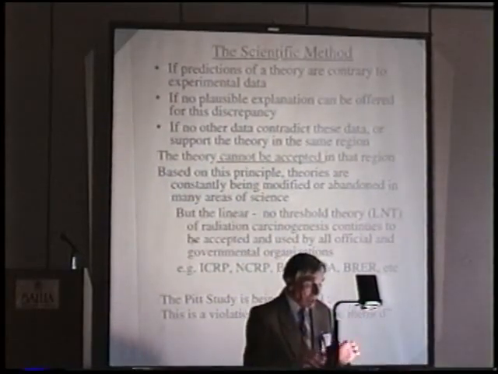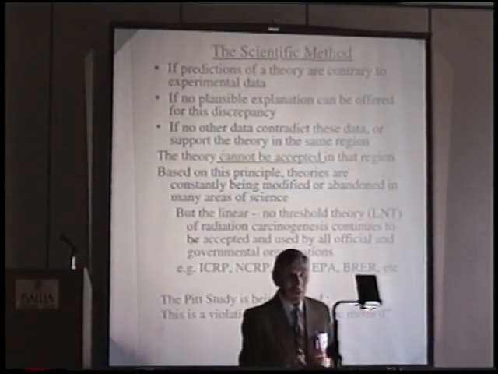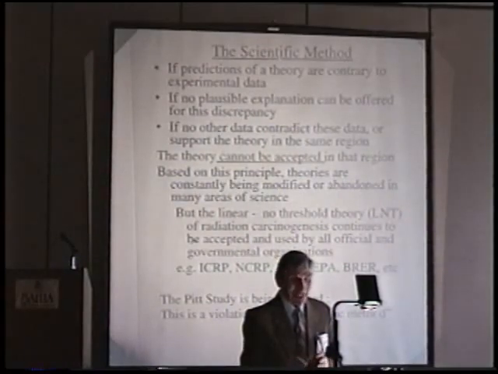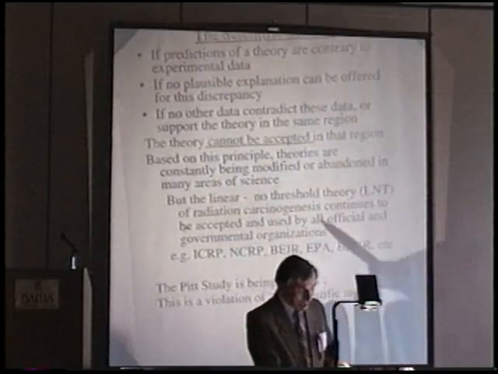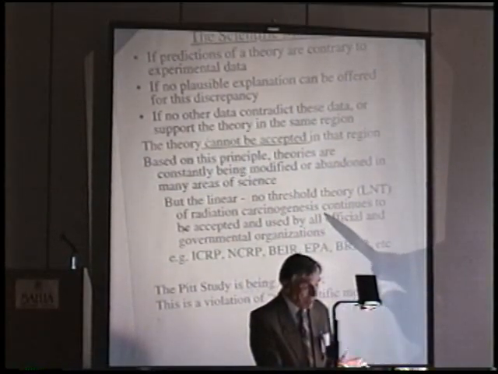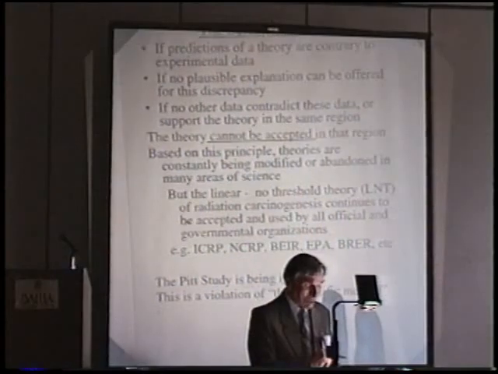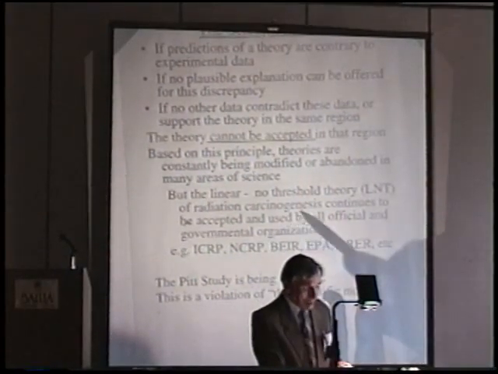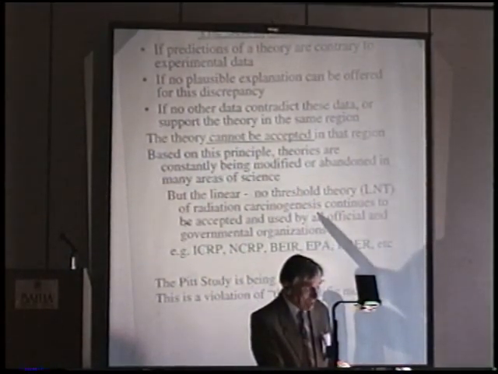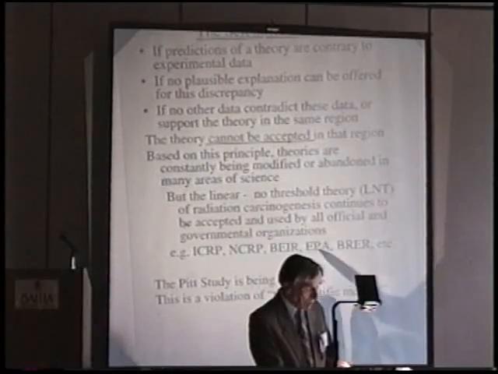Well, anyhow, so at least in physics, when a theory doesn't hold up to experimental data, you've got to change the theory. You can't keep using that theory. Well, the linear no-threshold theory of radiation carcinogenesis, as I've been showing, and as Dr. Polikov will show more tomorrow, doesn't hold up to experimental tests, yet it continues to be accepted and used by all official and governmental organizations.